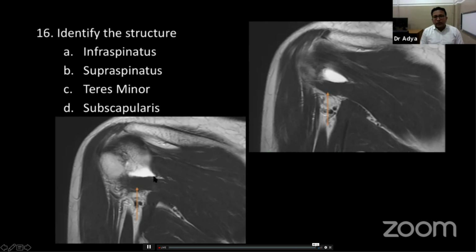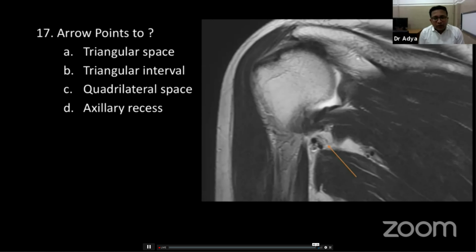Now coming to 17, the arrow points to A, triangular space, B, triangular interval, C, quadrilateral space, and D, axillary recess.